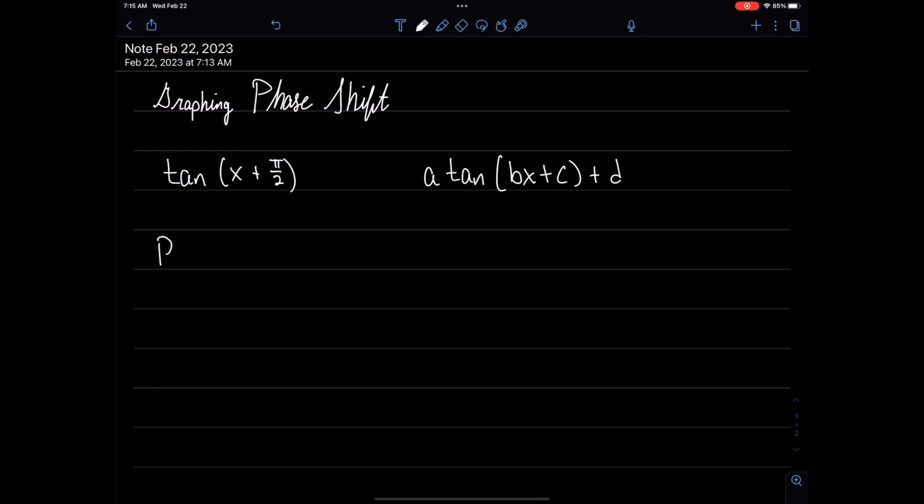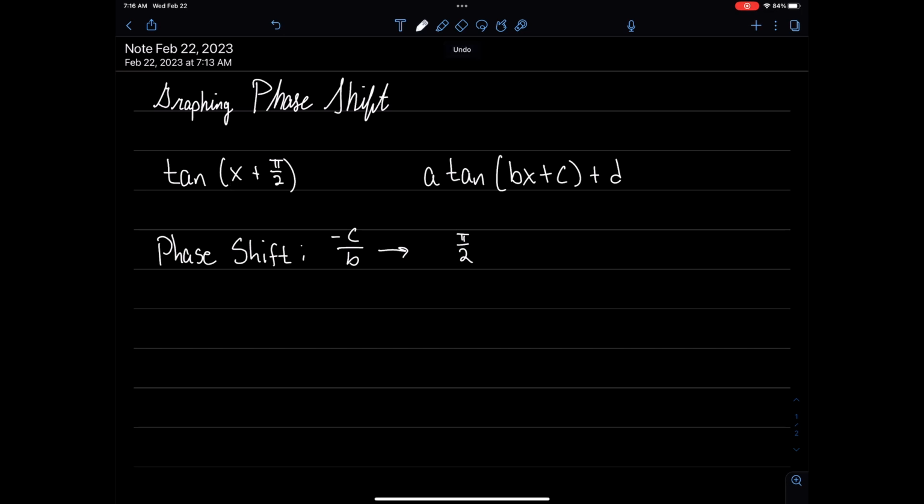Okay? So, our phase shift is, all we have to do is do the opposite of c, negative c, whatever that c ends up being. In this case on the left it is pi over 2. Our negative c over b, whatever is being multiplied by x, that is the value you're going to use. So in our case, c is pi over 2. So if we wanted to find the phase shift, we'd have to do pi over 2 divided by the thing that is multiplying the x, which is just a 1.